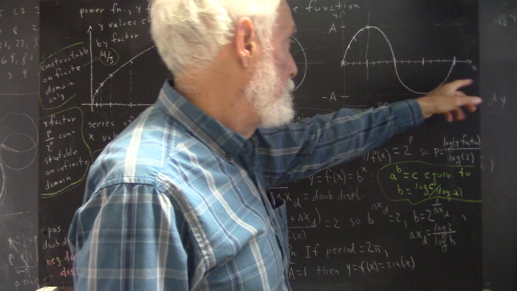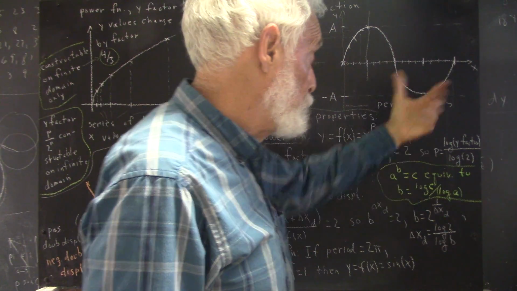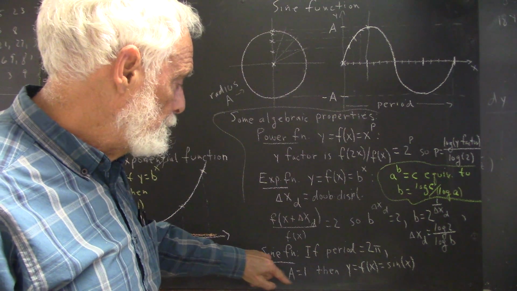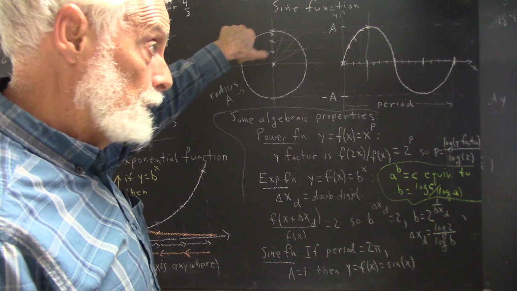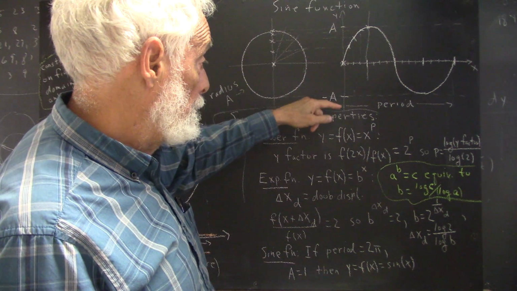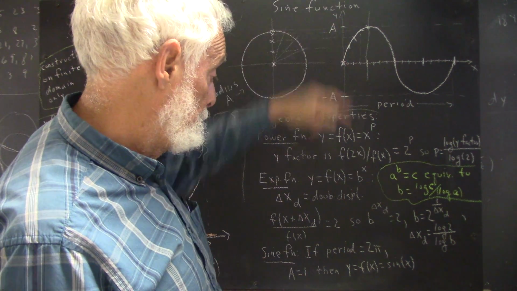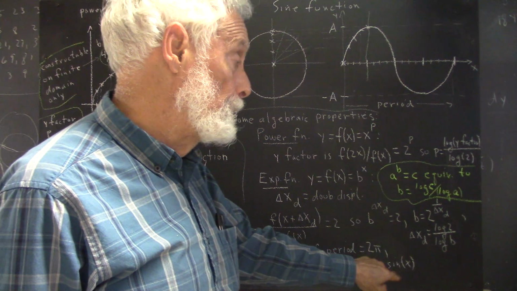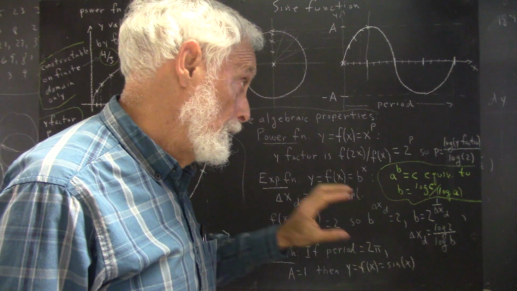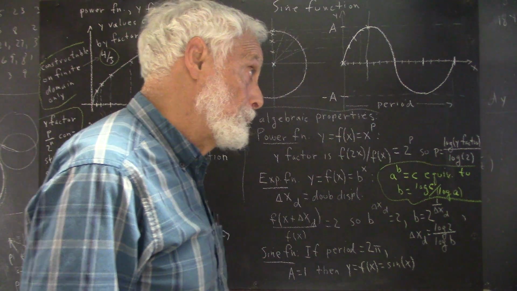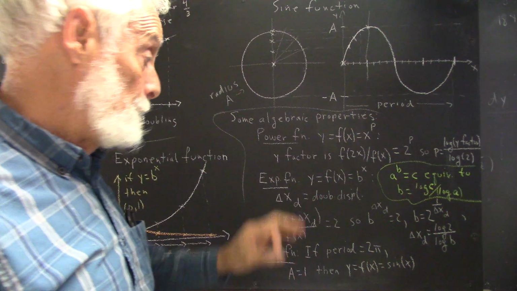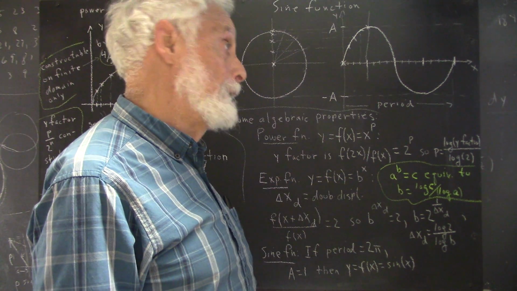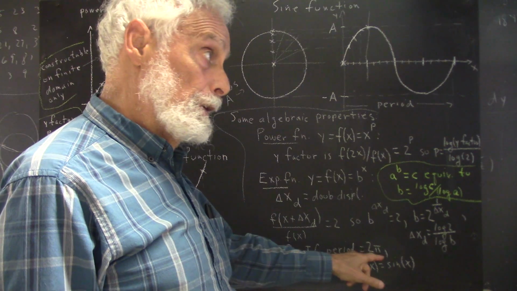You just take the period and call that distance 2 pi. And if the amplitude is 1, corresponding to a circle of radius 1, therefore to a graph that goes from -1 to 1, then that is a graph of y equals f of x equals sine of x. And you can start to explore the algebraic properties, which are, again, much easier to understand, and much easier to manipulate if you have that period of 2 pi.